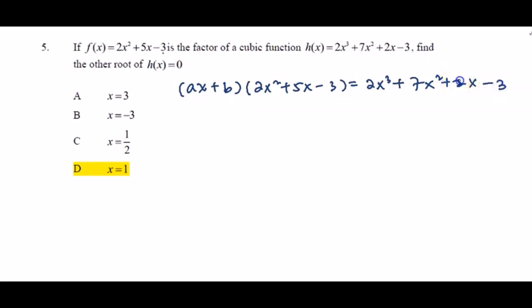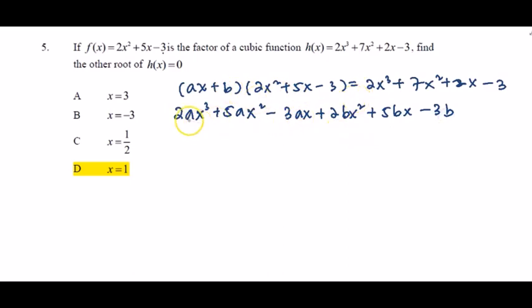All right. Then after that, I'm going to expand this. I'll get my 2ax cubed. And plus 5ax squared. Expand this. You have a negative 3ax. And later on, plus 2bx squared. And plus 5bx minus 3b.